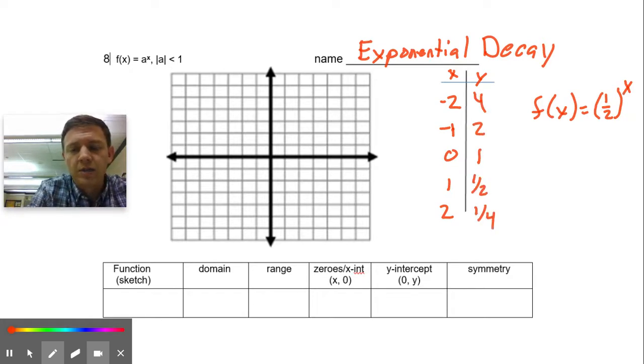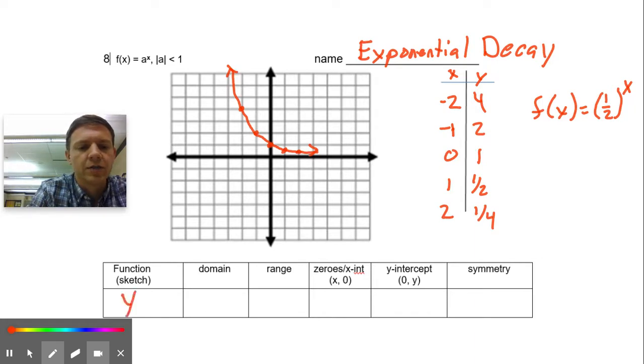And you might notice that this is just the reverse of what we had for exponential growth, which makes sense. It's exponential decay, so it's going to be the opposite. So if we plot those points, we get a graph that looks something like this. We're slowly, from left to right, decaying, getting less and less, getting closer and closer to the x-axis, but not touching it.